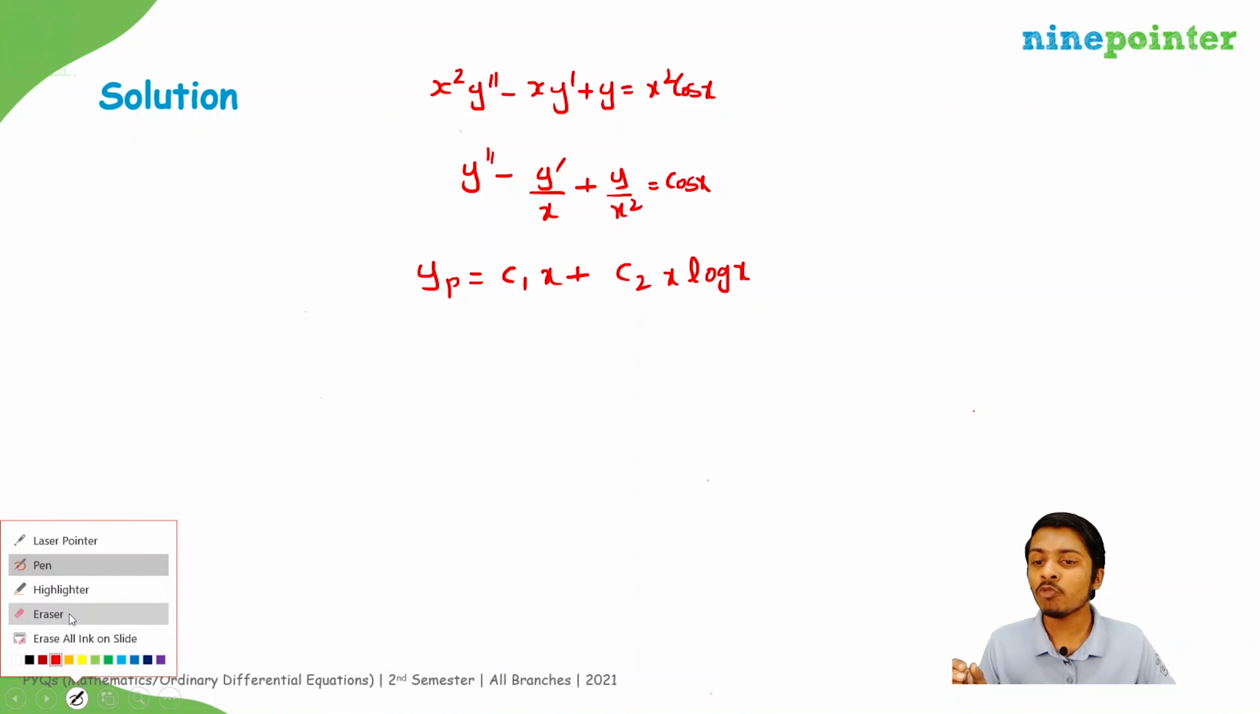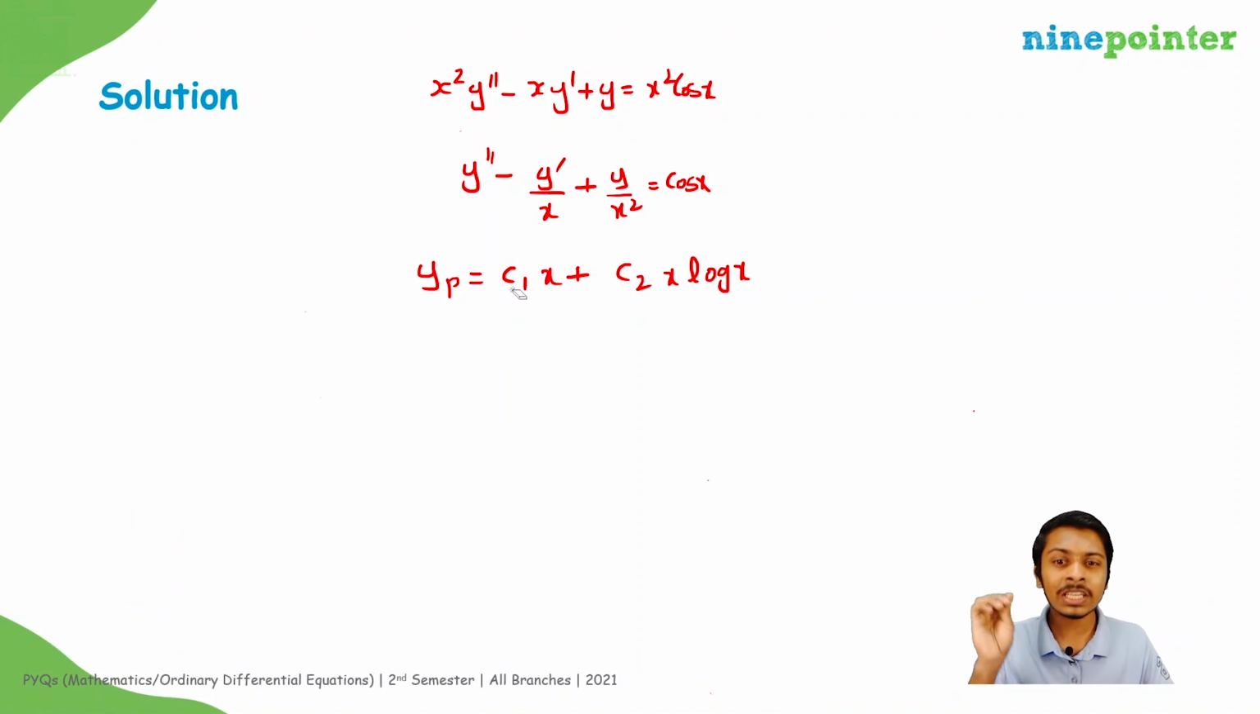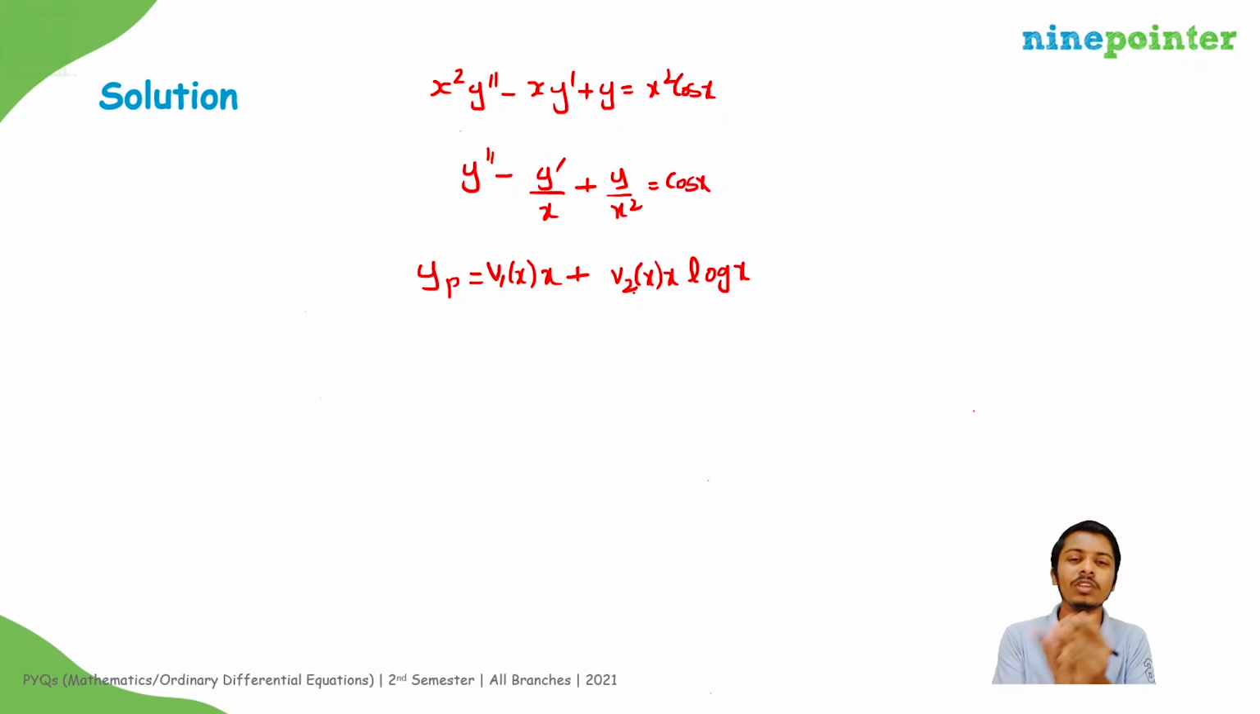Now in this, what we will do in variation of parameters is we will simply replace this constant c1 and this constant c2 by two functions of x. They were earlier constants, but in variation of parameters we will replace them by two functions of x, which I call v1 and v2. Okay, this is the technique of variation of parameters. Now we will differentiate this equation twice and substitute in the equation.